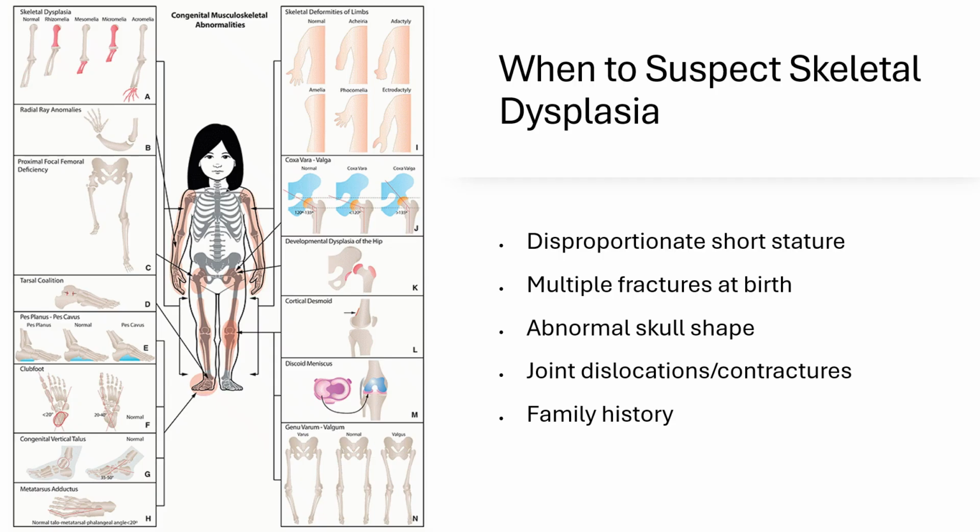Abnormal skull shape encompasses both the premature suture fusion seen in craniosynostosis syndromes and the characteristic head shapes associated with various skeletal dysplasias. Joint dislocations or contractures, particularly when they involve multiple joints or appear in unusual patterns, can indicate conditions like Larsen syndrome or arthrogryposis. Family history provides crucial context because many skeletal dysplasias follow predictable inheritance patterns. However, many cases represent new mutations, so the absence of family history doesn't rule out these conditions.